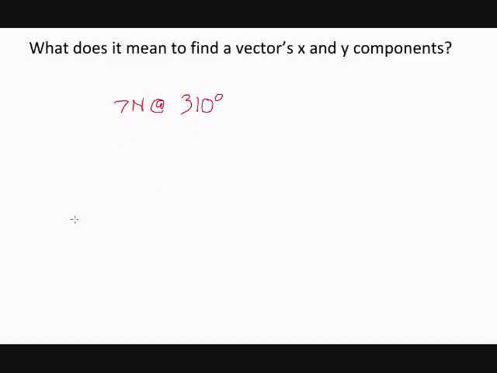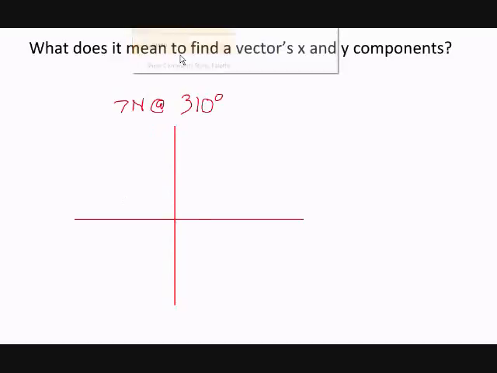So let's draw an XY axis real quick. Here's my XY axis. Now I want to draw a vector coming off this. It's going to be 310 degrees, so it's past here. Remember that the bottom is 90, 180, 270. It's going to be 40 degrees past 270. This always helps me out.